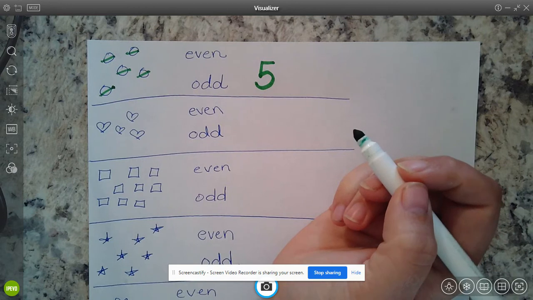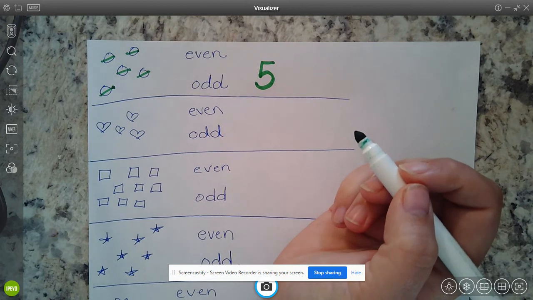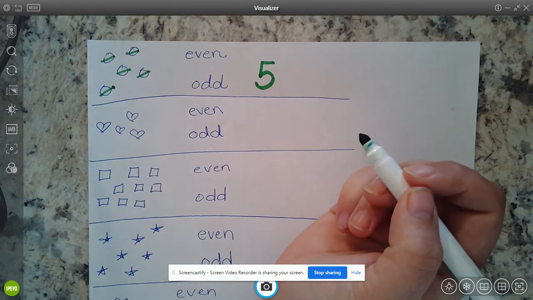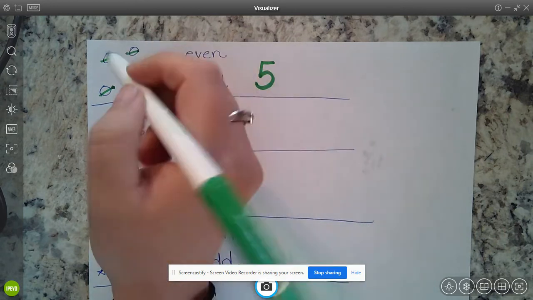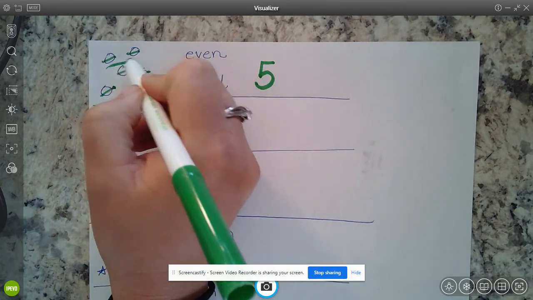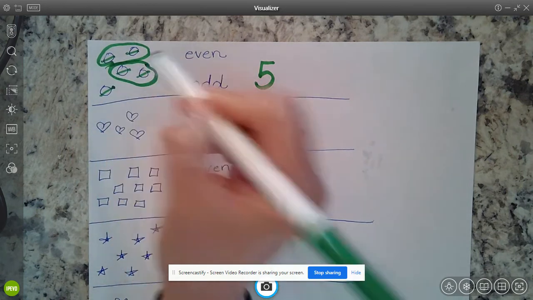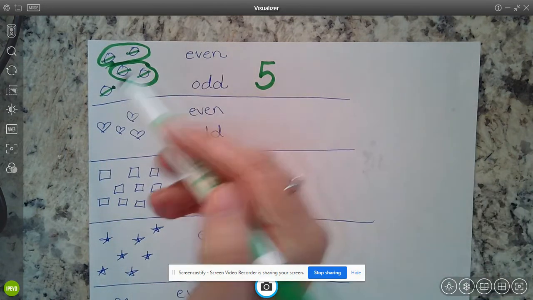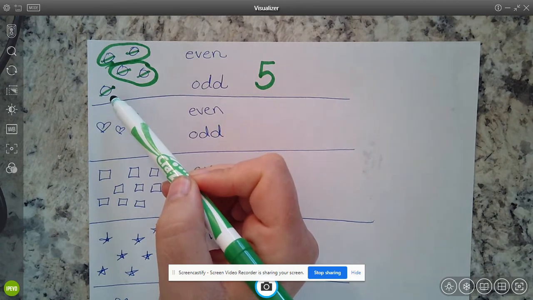I can put 2 in one group, 2 in another group, but then I have that one circle that's left out. I cannot put it in a group where the groups will be even. If it has to be even, that means it has to have the same amount in each group. So since there's one left out, that means that it is an odd number. It cannot be divided in half equally.